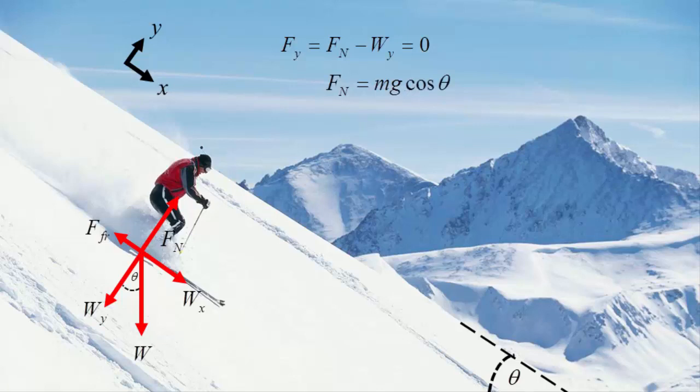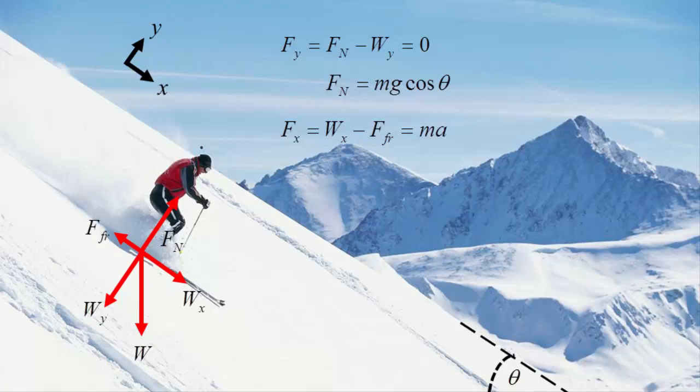Now for the x direction. Along the x direction, there is the x component of the weight in the positive x direction. Opposing that is a frictional force in the negative x direction. And if the weight along the x direction is greater than the frictional force, then there will be a net force in the positive x direction, giving us acceleration down the slope.